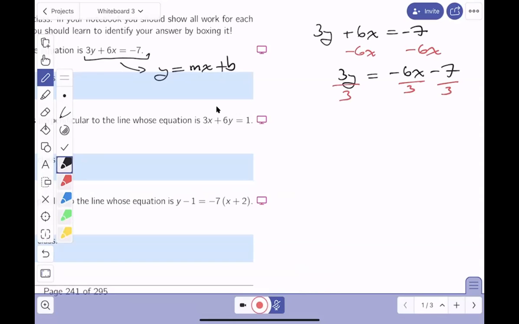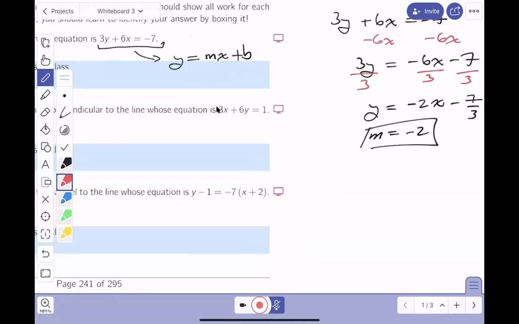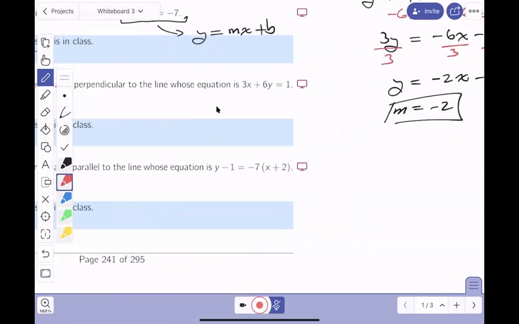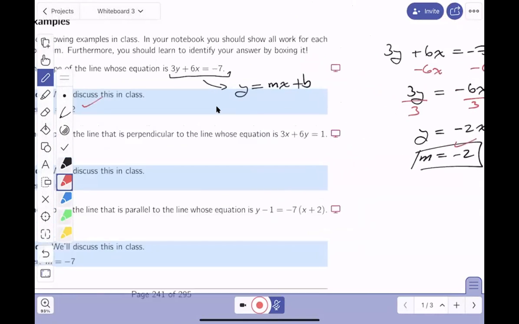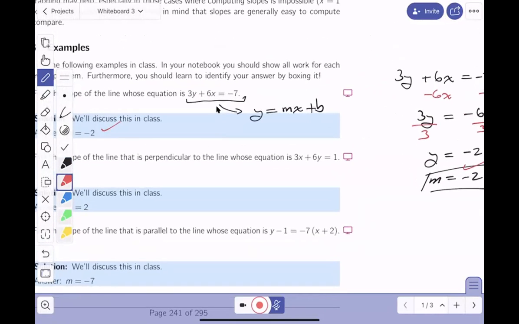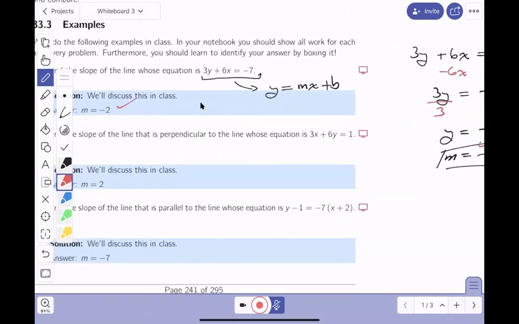And what do you get? Something pretty easy. You get y equals, well, -6 divided by 3 is -2, and then -7/3. So what's the slope? The slope is -2. Let's check the key. I do see it, -2. There are other ways to do it. You could get two points if you like, and then get the slope that way by using the slope formula. Let's see the next one.